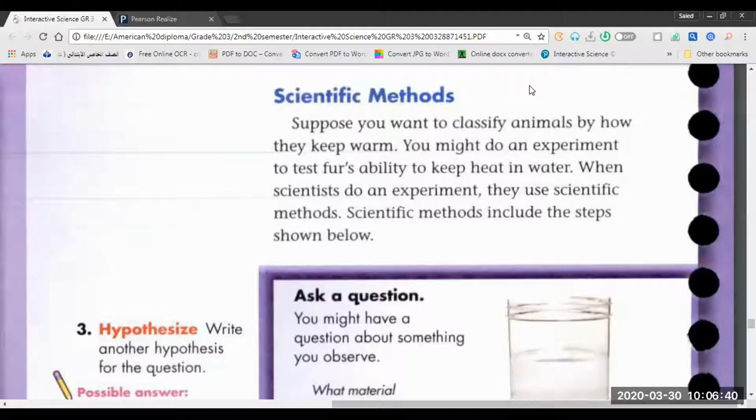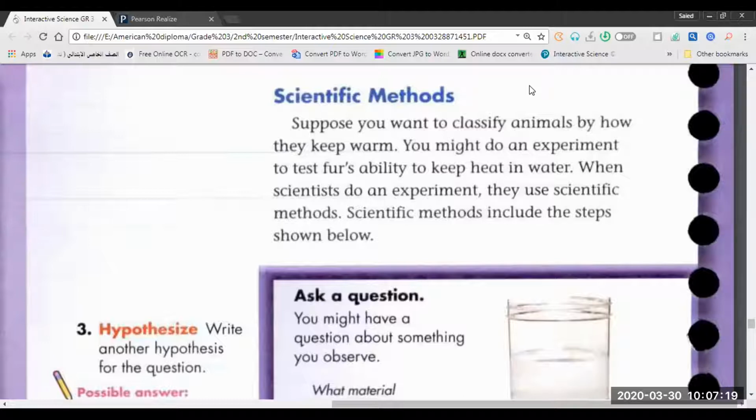So each question should have its suitable investigation, and when you do this investigation, you should follow an organized way, not like this, okay? By this organized way, I mean scientific methods. How can I do the scientific methods, and what are the steps of these scientific methods?